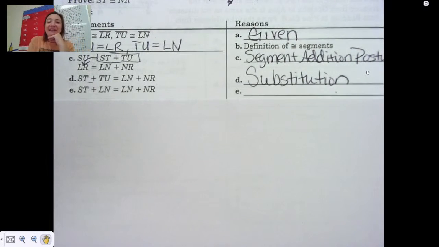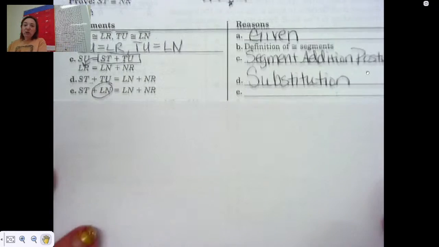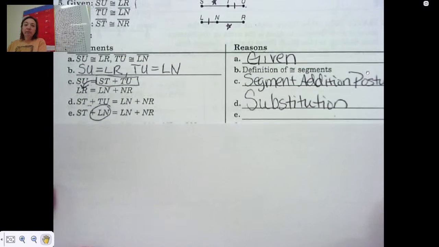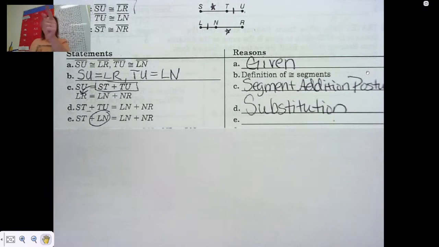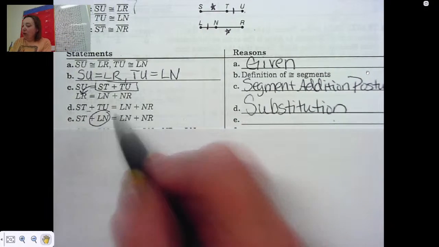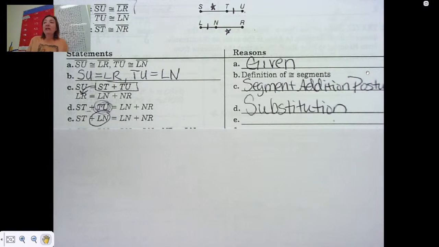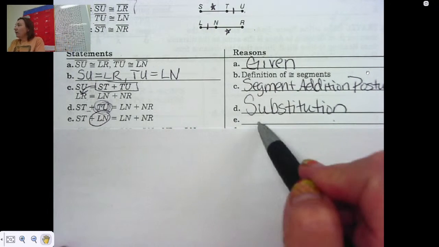Okay, so the next step: ST plus LN equals LN plus NR. Where did that LN come from right here? Where did this come from, y'all? Anybody have any ideas? It came from the given, didn't it? Remember up here in the given, they told us that TU equals LN? So they're replacing this TU with LN. They're just replacing it. So what did they use? What's their reason for knowing this?